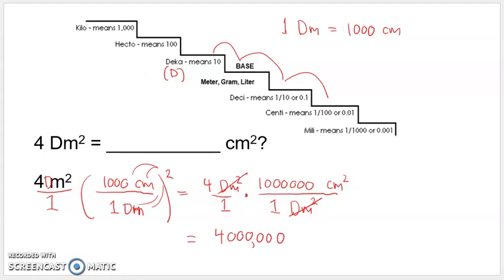Centimeters squared is my unit, over 1 times 1, or just 1, and that equals 4,000,000 centimeters squared. All right. Just a couple more.